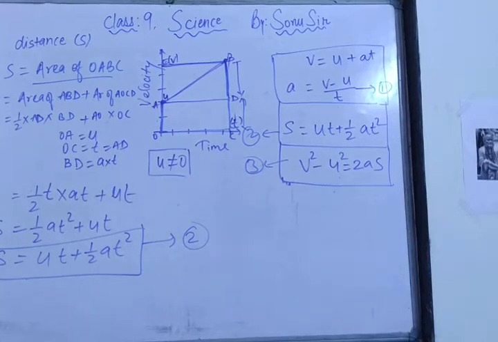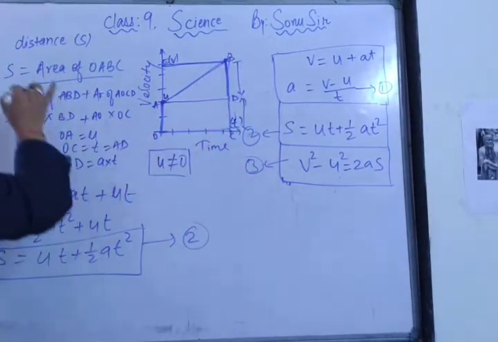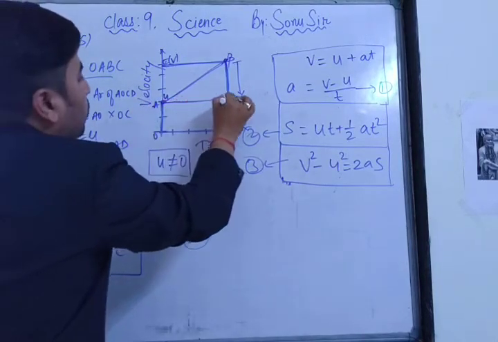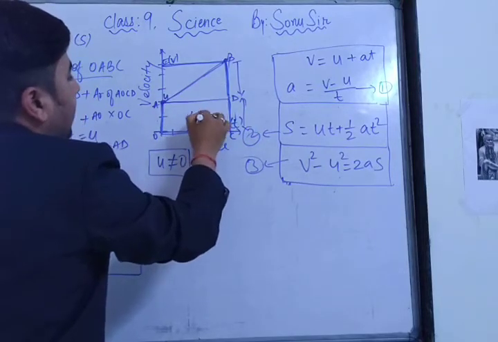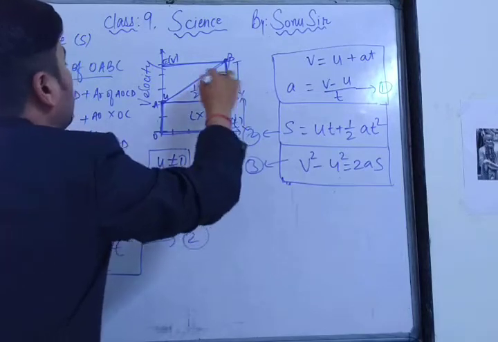In this graph you can see very nicely what we have to calculate. We have to just calculate how much distance they have traveled. S is equal to distance. So what we have to do? The area of this rectangle and the area of this triangle. Area of rectangle is length into breadth, and the area of triangle is half into base into height, right? We have to just do the sum of this.